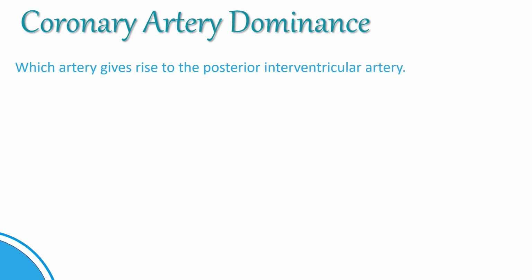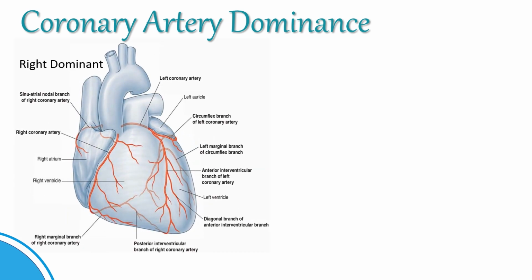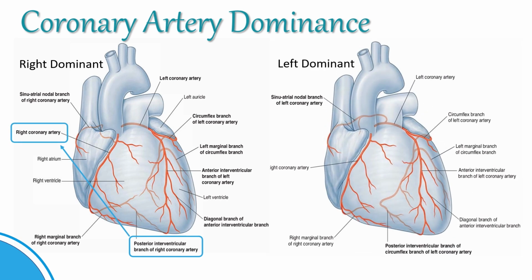Coronary dominance is determined by which artery gives rise to the posterior interventricular artery. Right dominant, which is most common: the posterior interventricular artery originates from the right coronary artery. In left dominant, the posterior interventricular artery originates from the left coronary artery.